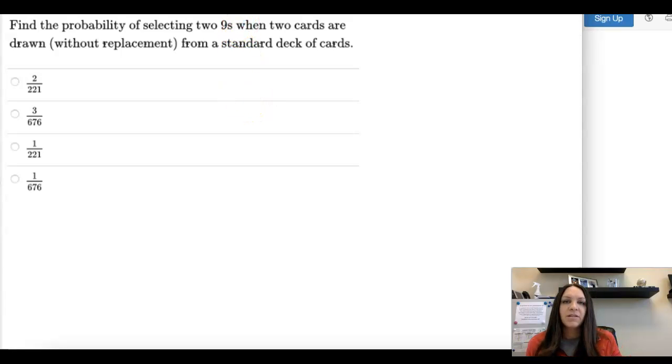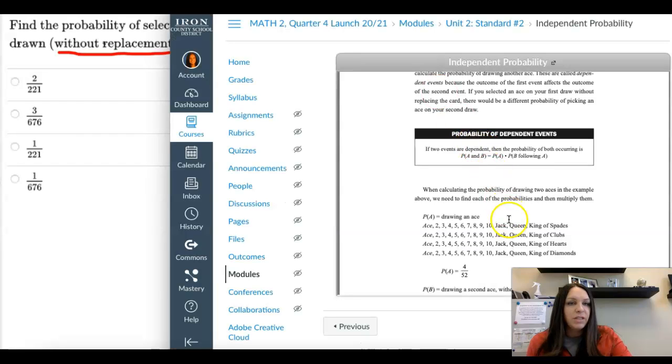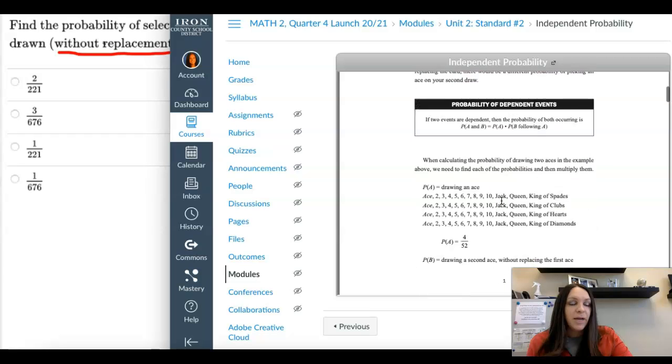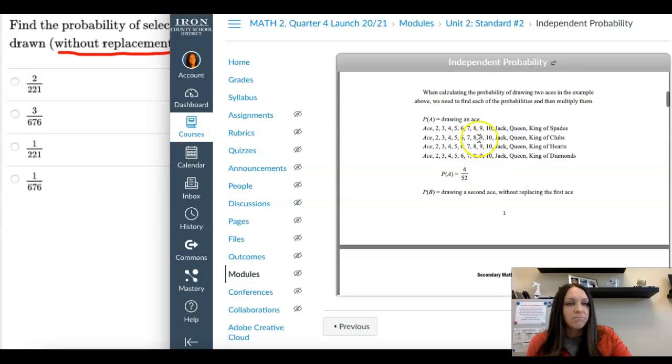Find the probability of selecting two 9s when two cards are drawn without replacement from a standard deck of cards. I'm going to draw a card, and then I'm not going to put that card back. I'm going to draw another card. We're asking, what's the chance that I draw two 9s out of that deck? This is something some of you may or may not be familiar with, but you need to know about a deck of cards.